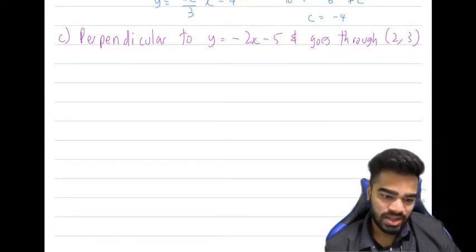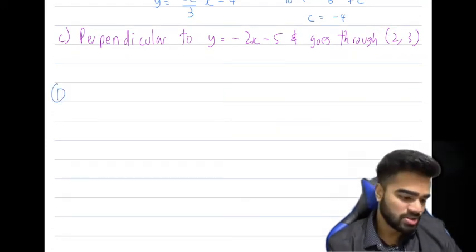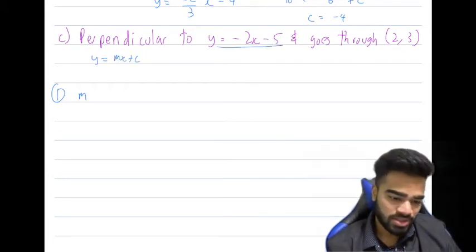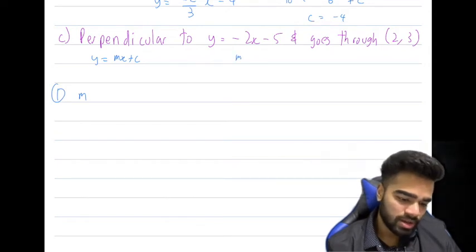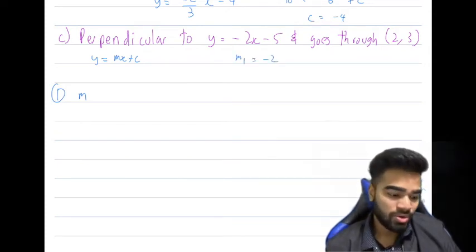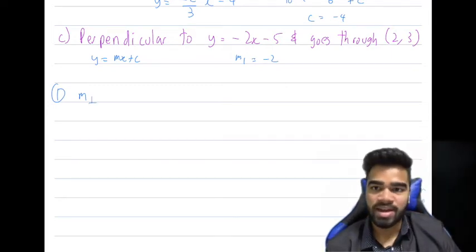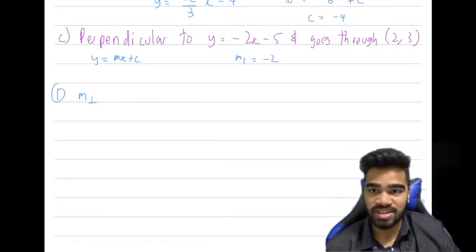So this time it's saying perpendicular, not parallel. Step number 1 is always the same: find the gradient for y is equal to mx plus c. Let's find the gradient of the original graph, m1. So m1 is equal to -2. We're not finding the parallel gradient this time. We have to find the perpendicular gradient.